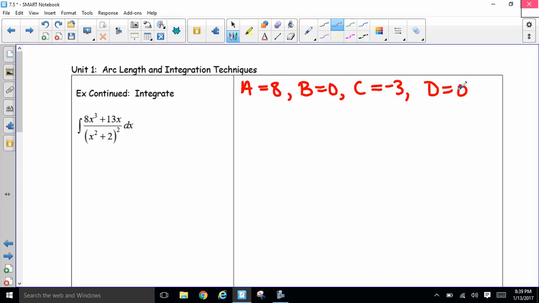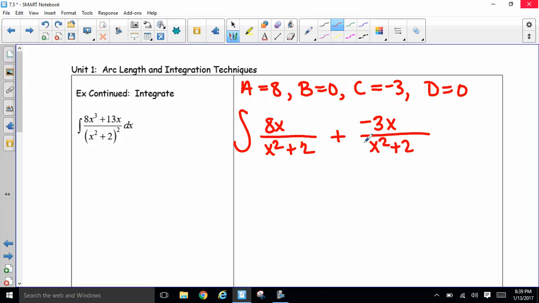Those zeros are kind of nice. So that means really I'm integrating, it was ax plus b, so 8x plus 0 over x squared plus 2, plus, and then it was cx plus d, so -3x plus 0 over x squared plus 2 quantity squared. You're not always going to end up with zeros, but it's kind of nice if we do.